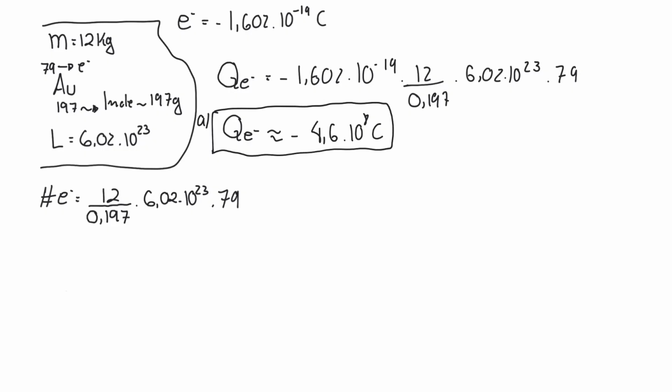Then, for the second question, it asks us what is the net charge of those 12 kilograms of gold. This is a very easy question because a gold atom has 0 net charge because it has 79 electrons and 79 protons. Therefore, the net charge of an atom is 0, which means that the net charge of 12 kilograms of atoms is also 0. Therefore, 0 is the answer for the second item.